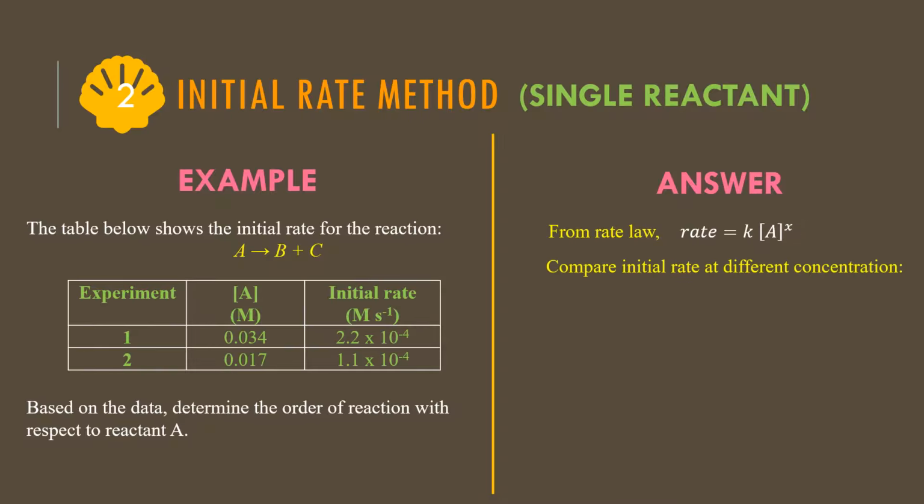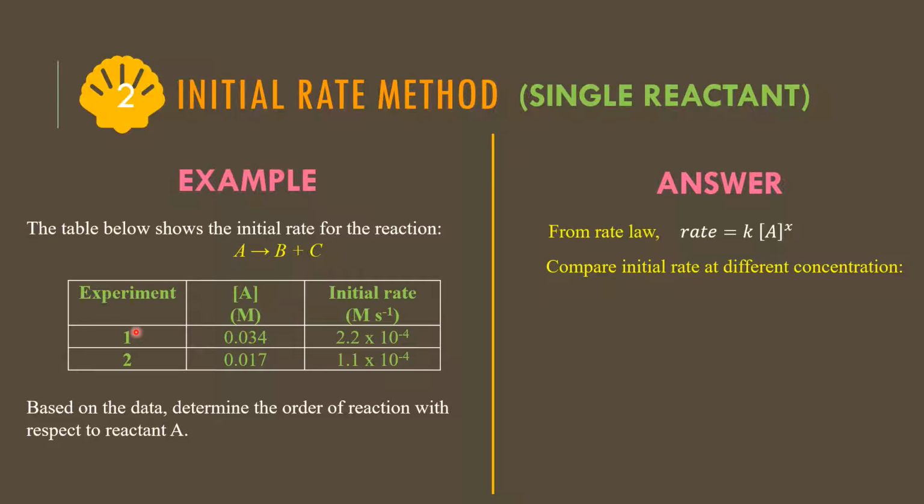Next, we will compare the initial rate at different concentration. Caranya macam ni. Kita tengok dulu apakah reactant yang kita nak cari dia punya order of reaction. Kalau kita tengok dalam soalan ni, dia minta kita cari order of reaction untuk reactant A. So tengok kepada data yang diberi, fokuskan kepada reactant A punya concentration, carilah yang different concentration. Kalau kita tengok eksperimen 1, dia punya concentration 0.034. Eksperimen 2, concentration dia 0.017. So, kalau kita nampak eksperimen 1 dengan eksperimen 2, concentration dia different. So, daripada sini kita akan comparekan dia punya initial rate.